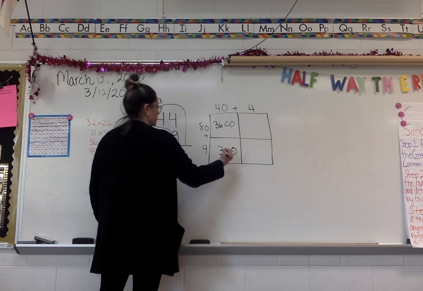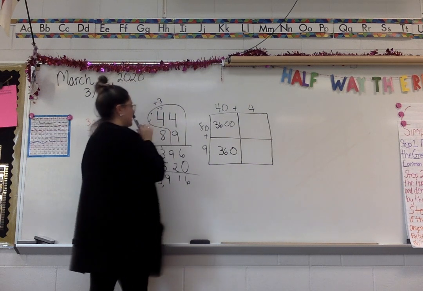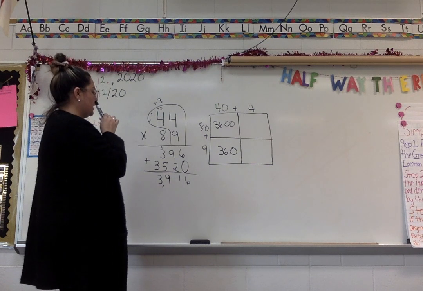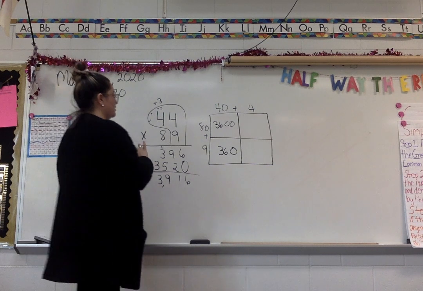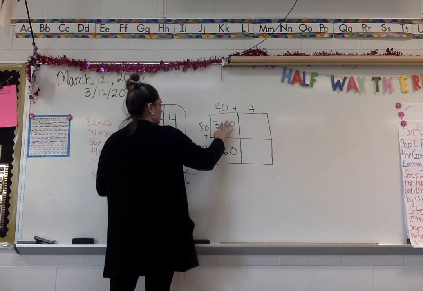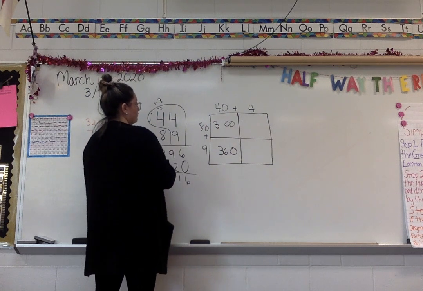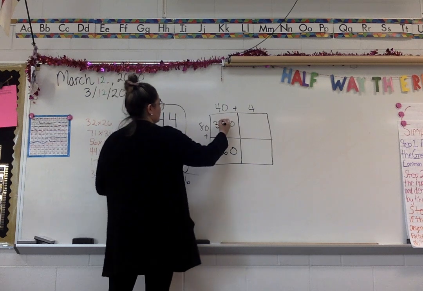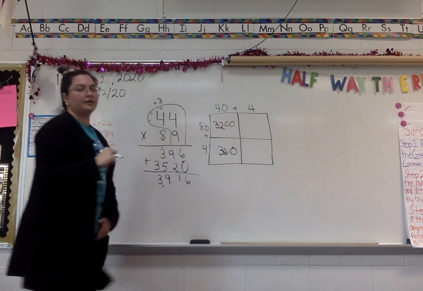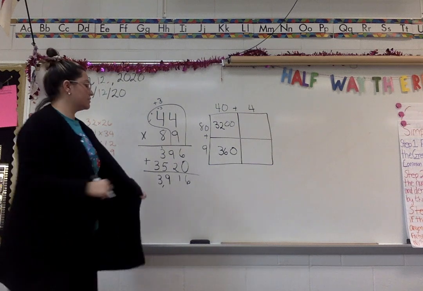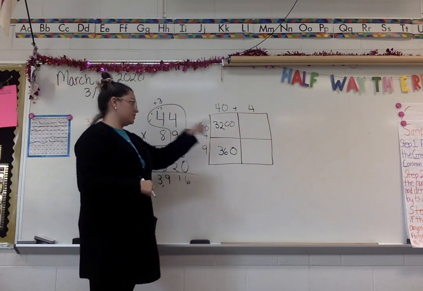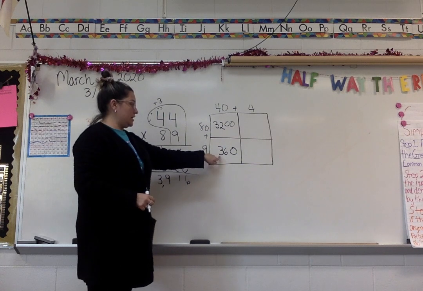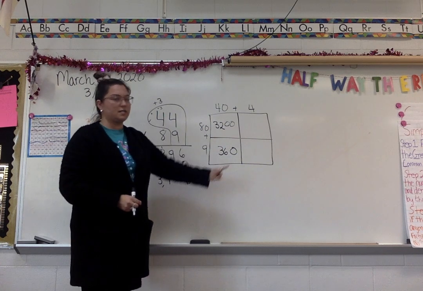Wait a second. I think I made a mistake. I hope you guys didn't make the same mistake as me. I think this 4 times 8, this should be 3,200. I'm sorry, guys. I made a mistake. I was thinking of this 360 for the 36 up there. So in your first box, you should have 3,200, and in this second box, you should have 360.